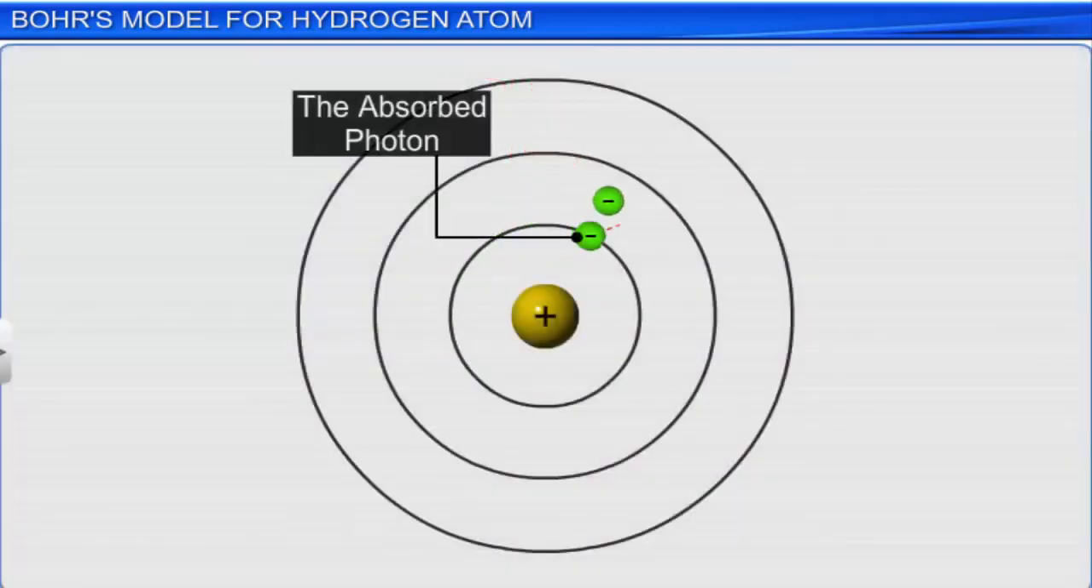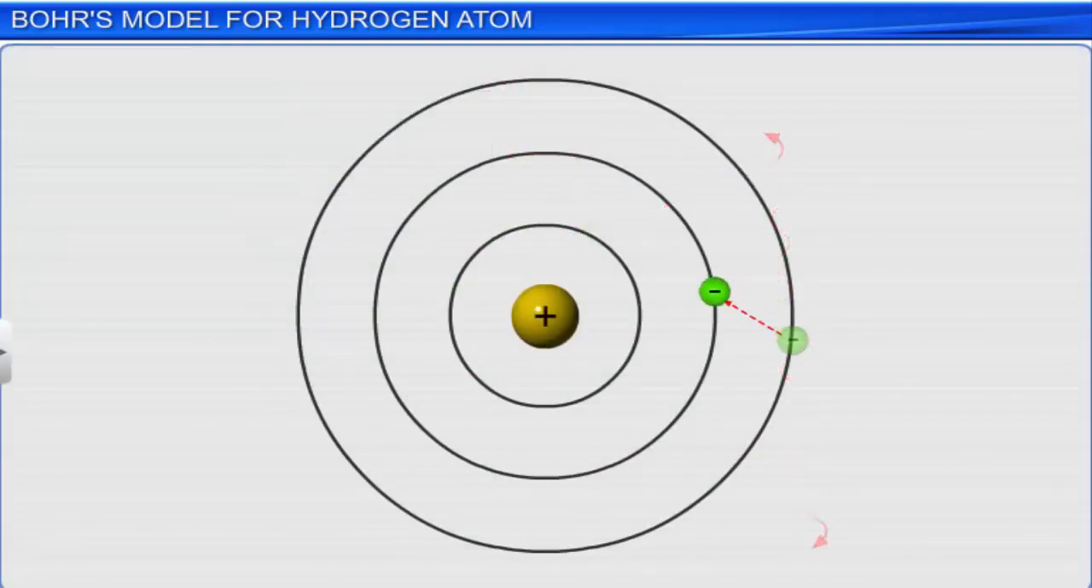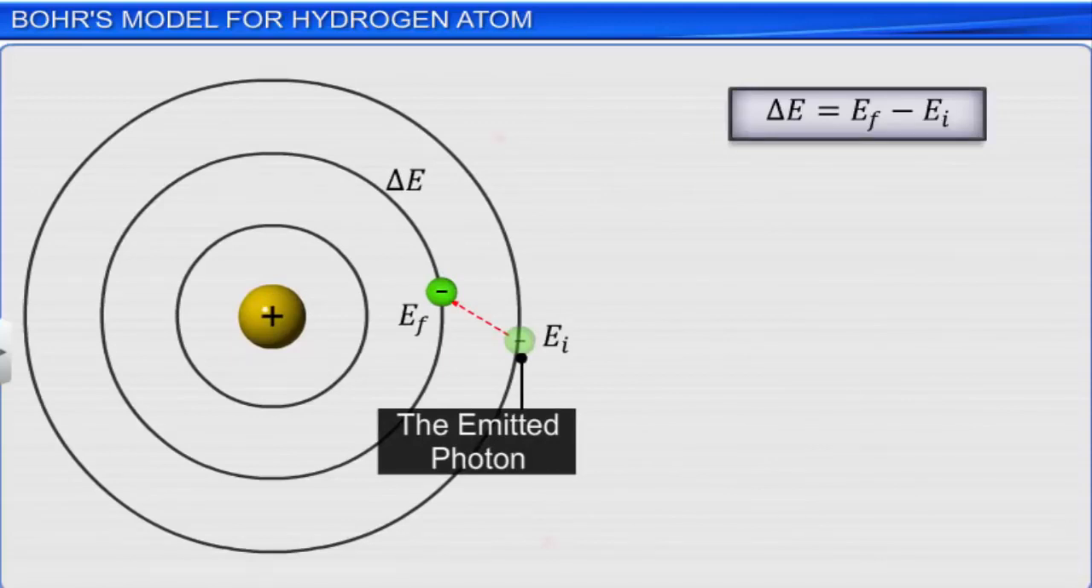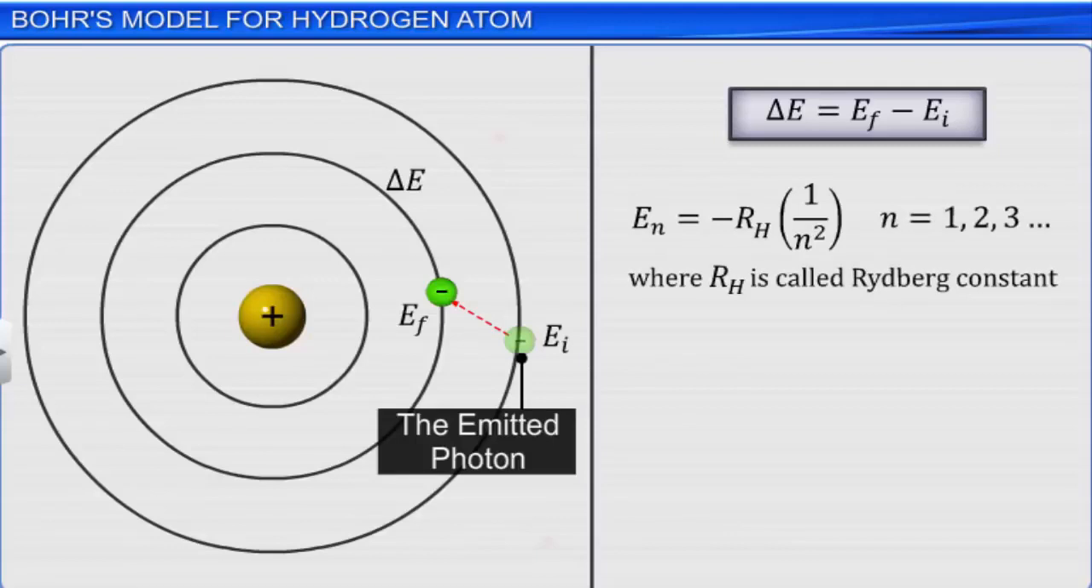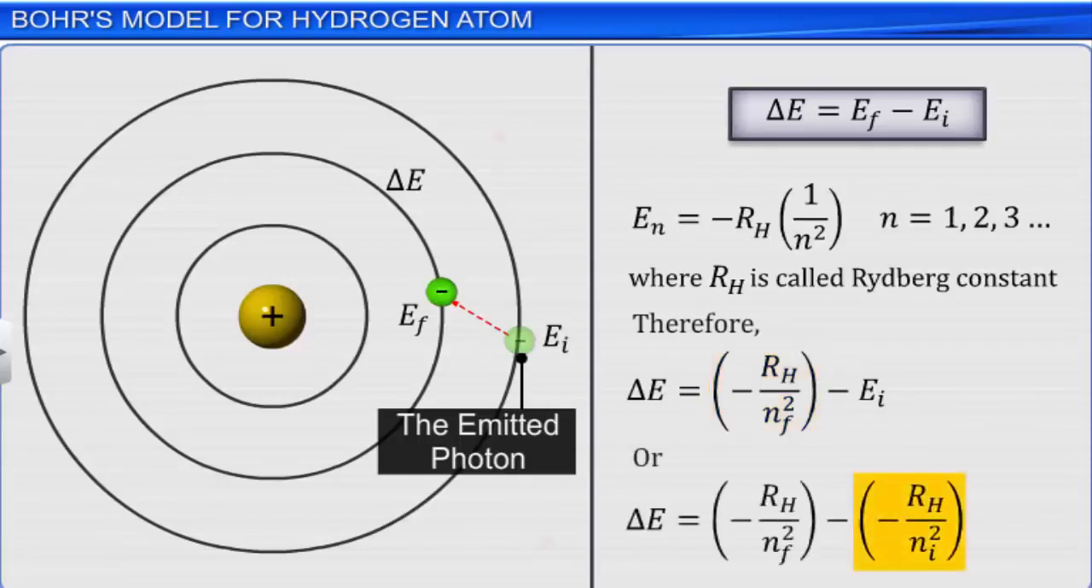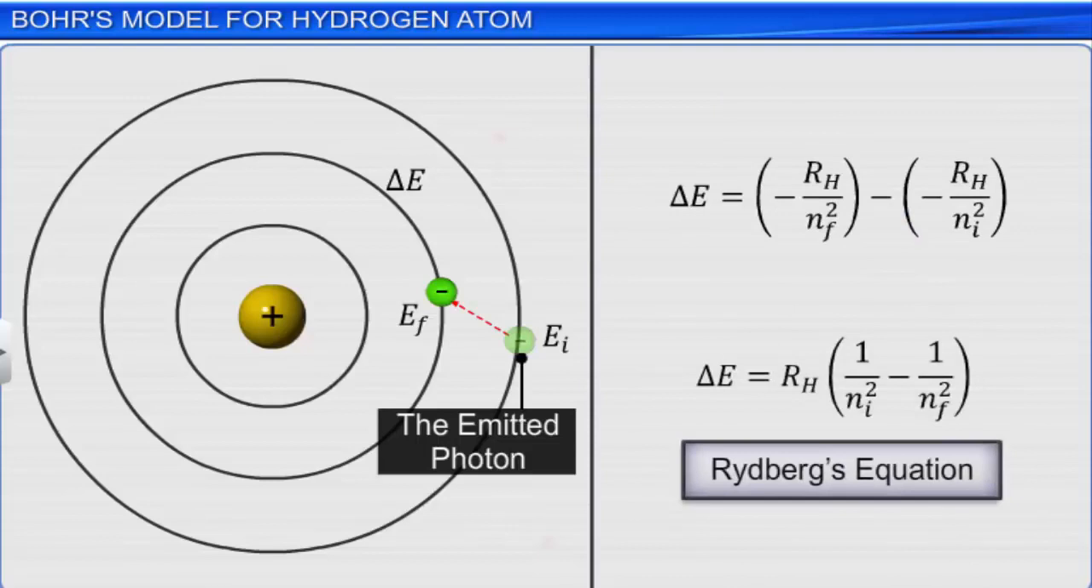According to the second postulate of Bohr's model, the energy gap between the two orbits is given by the equation delta E equals E final minus E initial. Since the energy of a stationary state is given by the equation En is equal to minus Rydberg's constant multiplied by 1 divided by n square, we can substitute E final in the energy change equation by minus RH divided by n final square and E initial by minus RH divided by n initial square to get an equation similar to the expression used by Rydberg.